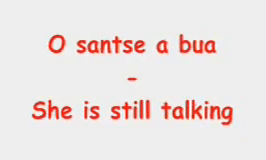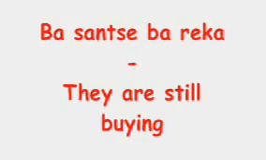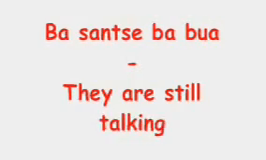There are other verb stems that we will do later. Remember, in the case of you, it would be o santse o. Now, in the third person, you would say o santse a. O santse a reka. O santse a bua. O setse a jele. The plural will be ba. Ba santse ba reka. Ba santse ba bua. Ba setse ba jele.